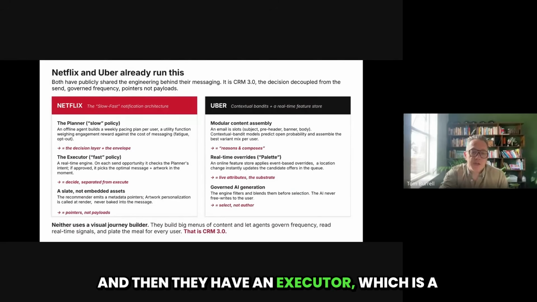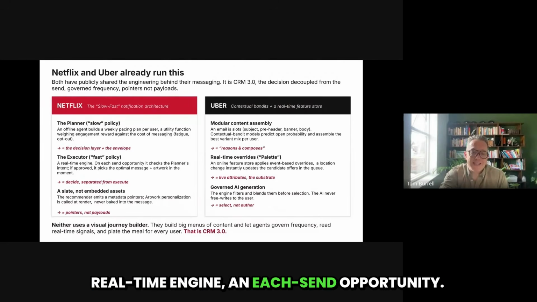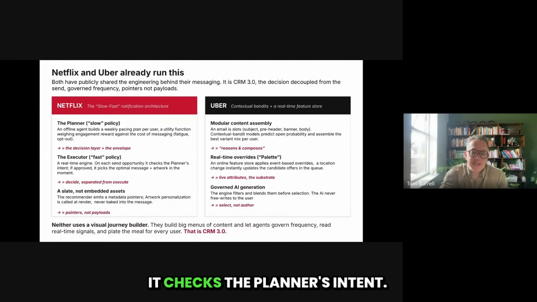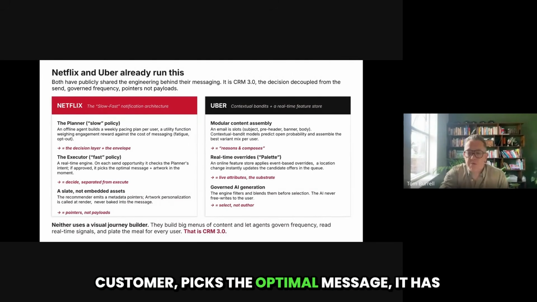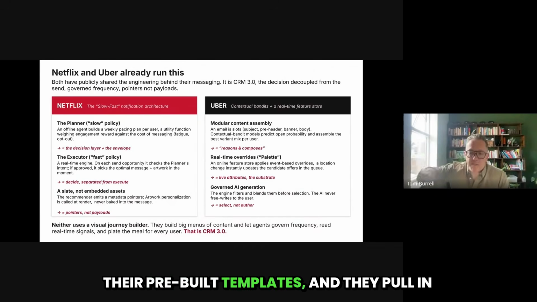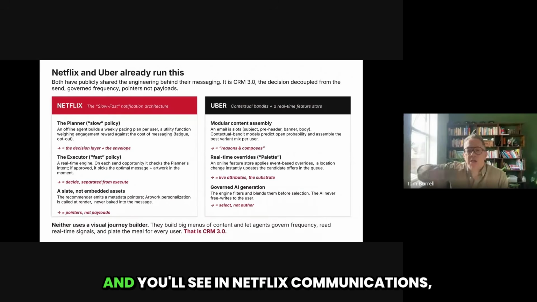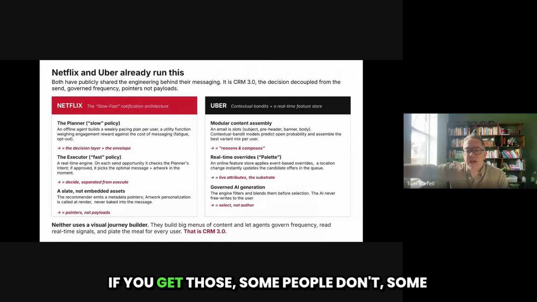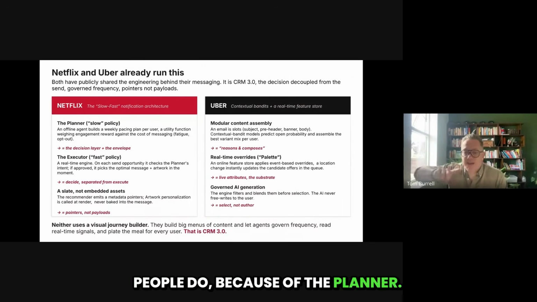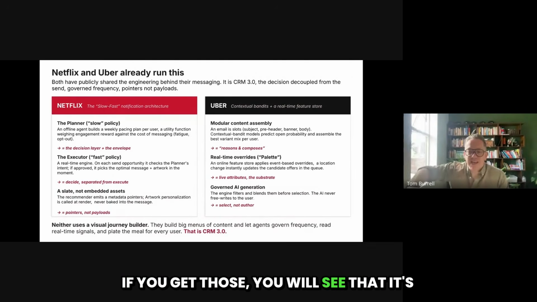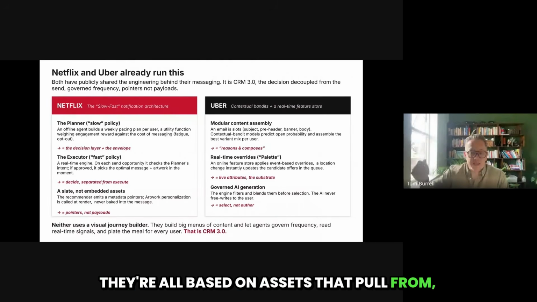And then they have an executor, which is a real-time engine. At each send opportunity, it checks the planner's intent. If it's allowed to send a message to this customer, it picks the optimal message. They have pre-built templates, and they pull in the assets. And you'll have seen Netflix communications. Some people get those, some people don't, because of the planner. If you get those, you'll see that it's all built to a standard template, and they're all based on assets that are pulled essentially from the product.